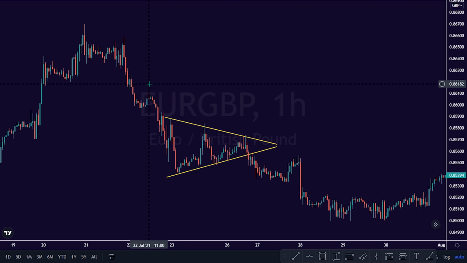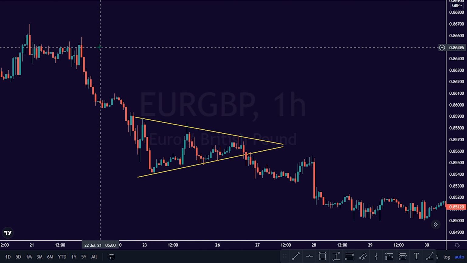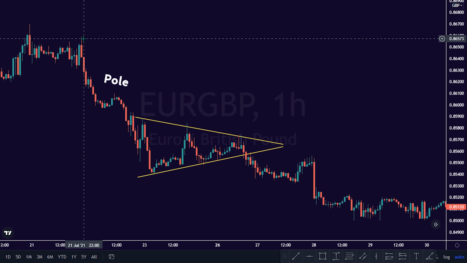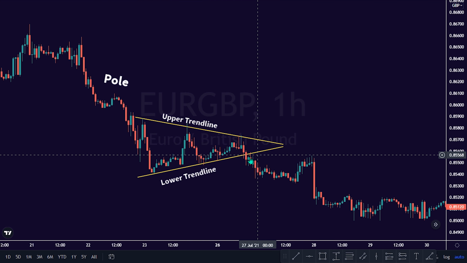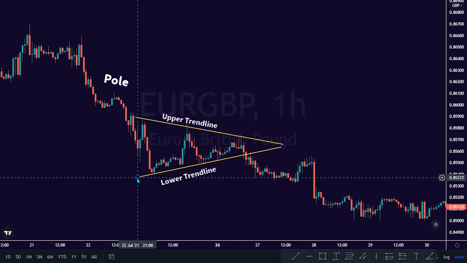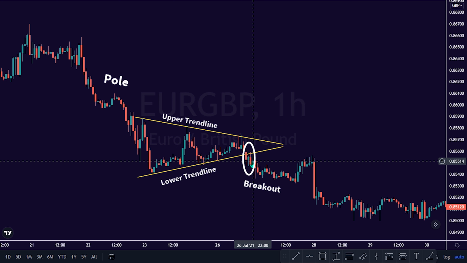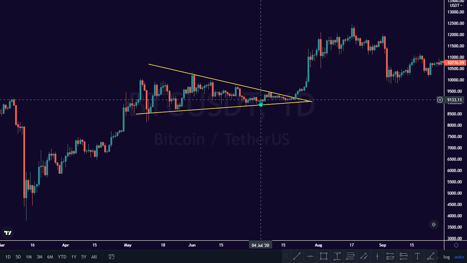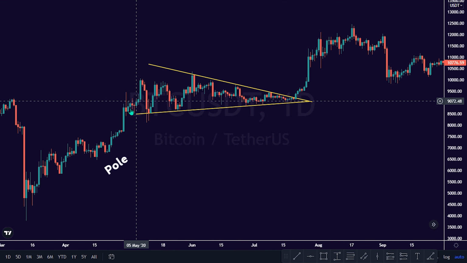The pennant chart patterns are made up of three components, which are: number 1, the pennant pole. Number 2, the two converging trend lines called the pennant flag. Number 3, the breakout point for the continuation. As we can see on this price chart, the pennant pole is the initial price move.